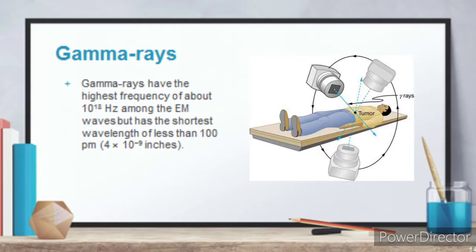Doctors use gamma ray in imaging to see inside your body. It is also useful in killing cancerous cells. Although being exposed to gamma rays can cause serious damage to human health. It has the highest frequency among the EM waves but has the shortest wavelength.